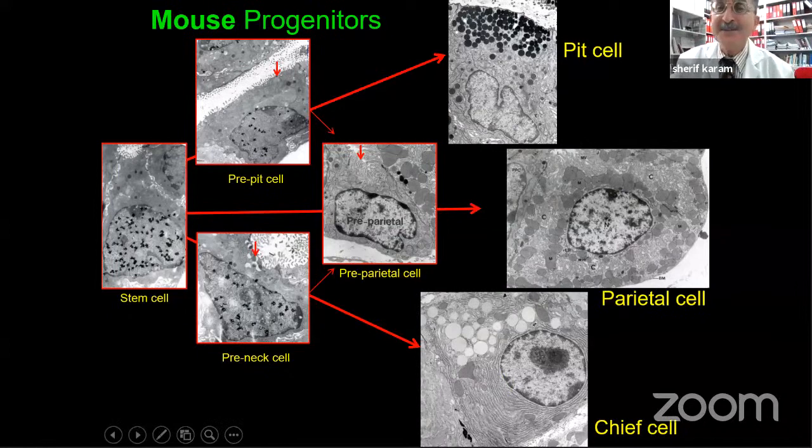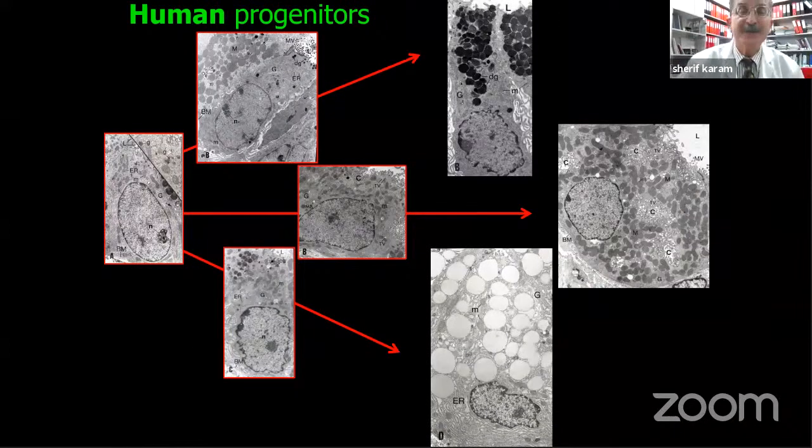Now, if you examine the human stomach, you find very similar progenitors in the gastric gland of the human stomach. So there are four different progenitors, and they follow the same pathway. Of course, it was not possible to inject humans with radioactive thymidine. It will be impossible. But just based on electron microscopic analysis, it was possible to identify similar progenitors that give rise to the surface mucus cells, the parietal cells or acid-secreting cells, and the chief cells.